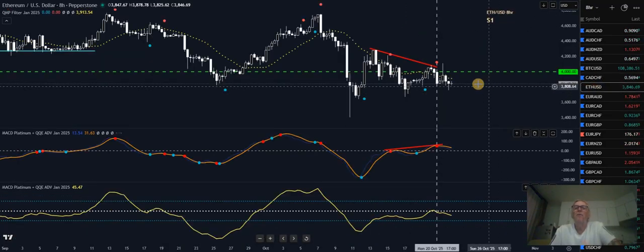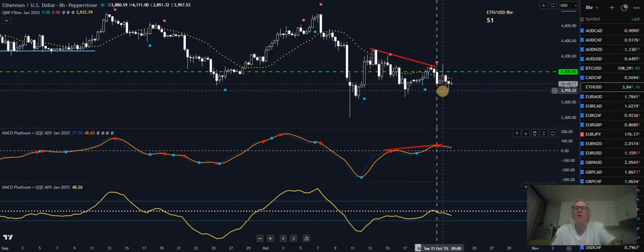Ethereum, no trade on. Didn't take the sell because I'm reluctant to take sell trades other than hedging purposes. So we're just waiting for a setup on Ethereum.